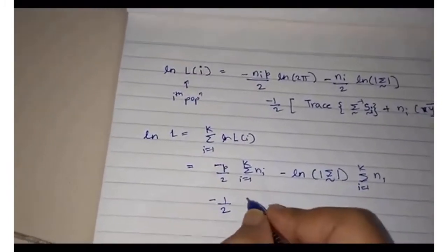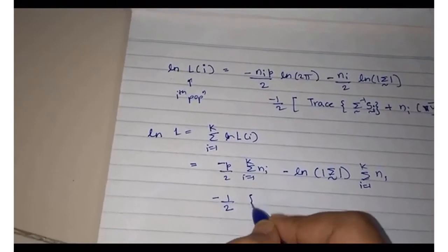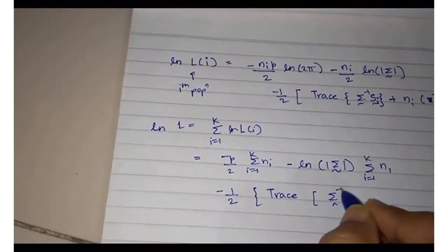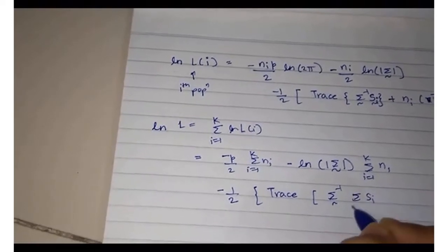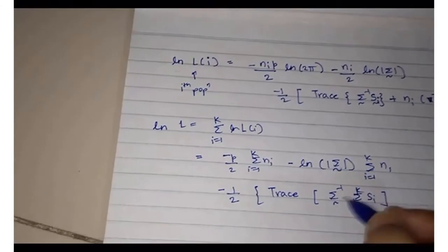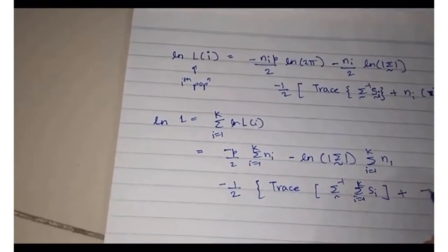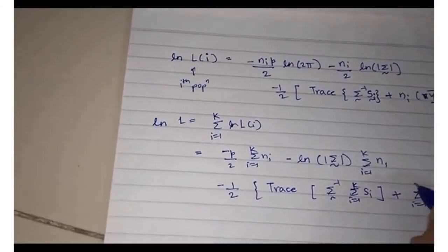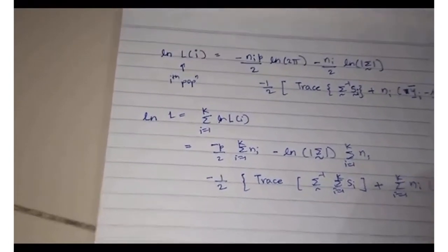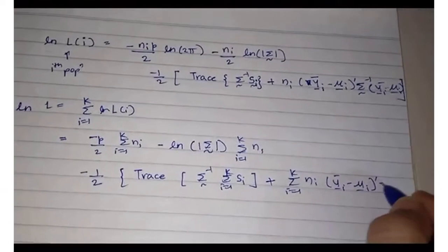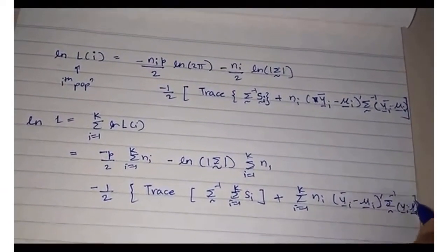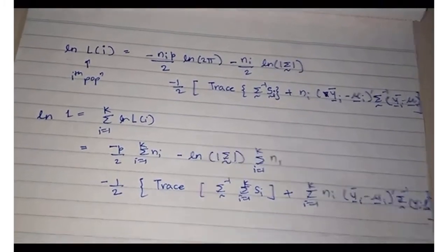trace of sigma inverse sum over S_i, i going from 1 to k, because trace and finite sum can be interchanged, plus the sum over i going from 1 to k, n_i, y_i bar minus mu_i prime, sigma inverse, y_i bar minus mu_i. Okay.